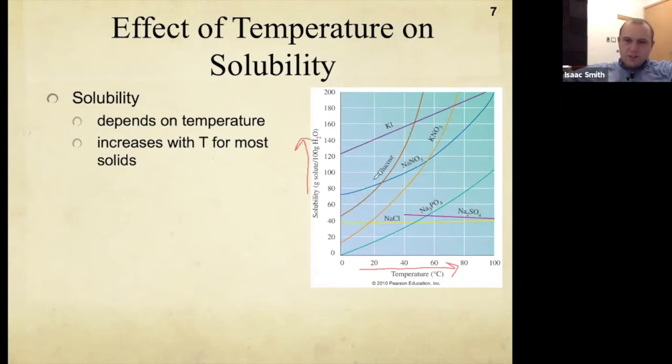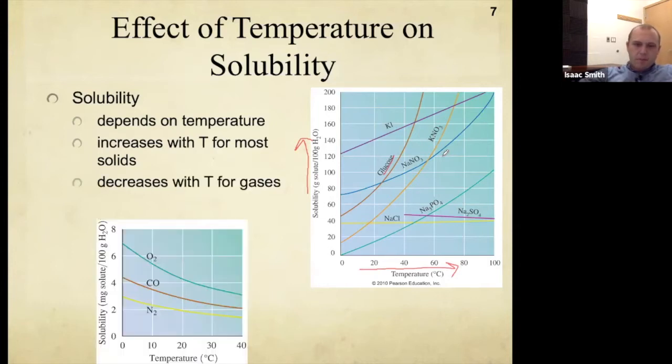So if you looked at sugar, like glucose right here, as the temperature goes up, the solubility goes up. Potassium iodide is the salt. It goes up, the solubility goes up as the temperature goes up. So it's true for most solids. You do have sodium sulfate, which actually goes down. That's the only one on this chart. In general, it goes up, and that's kind of what you need to remember.